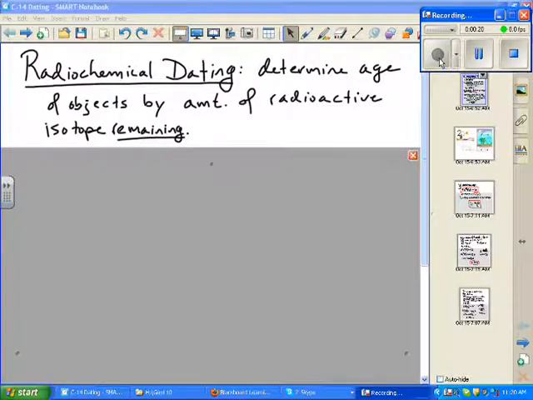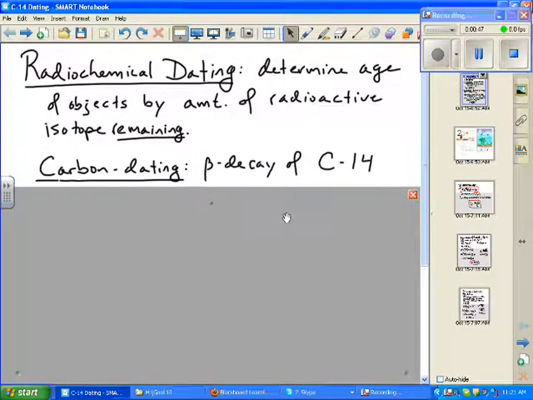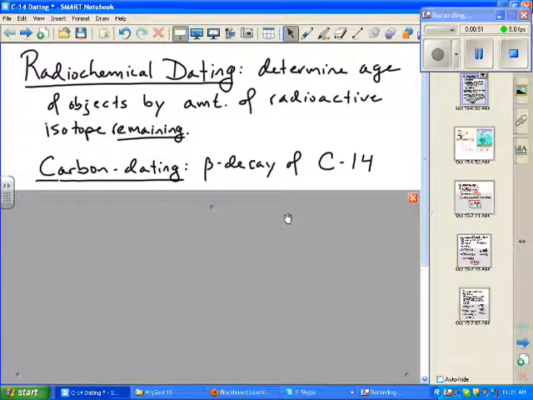So what is radiochemical dating? Basically, it's a method to determine the age of a radioactive object by assessing the amount of radioactive isotope that is remaining. That, of course, means you have to make the assumption of how much radioactive material was there at the beginning of the decay, so N sub 0, or the original amount from our notes yesterday. The most well-known method of age dating something using radioisotopes is carbon-14 dating.